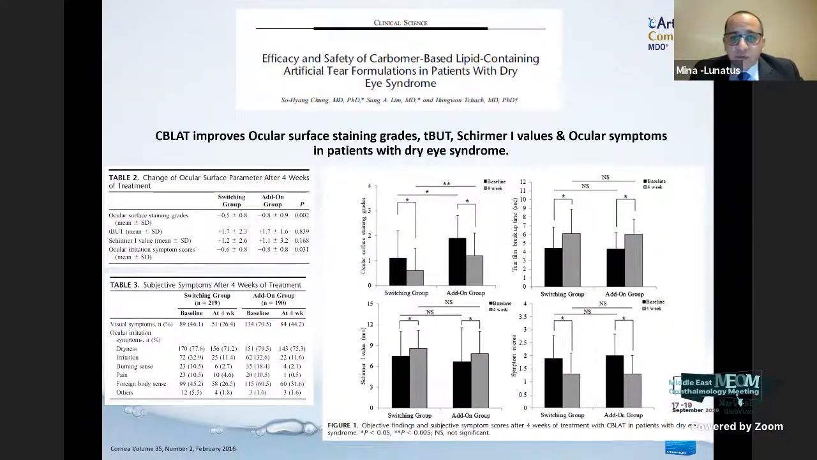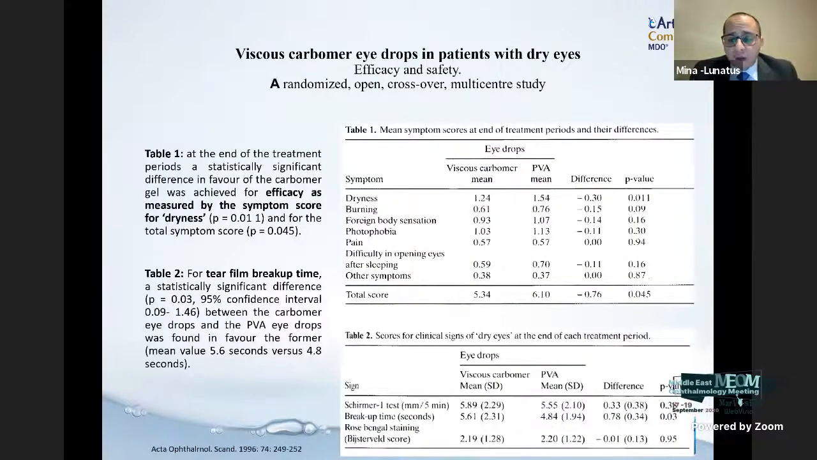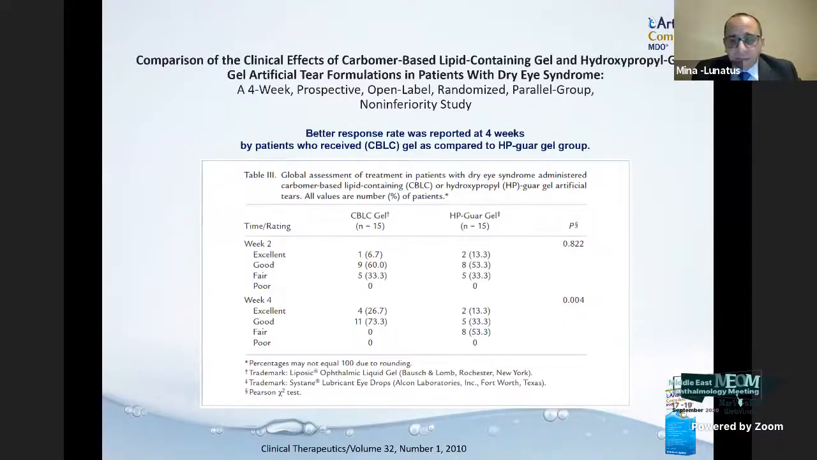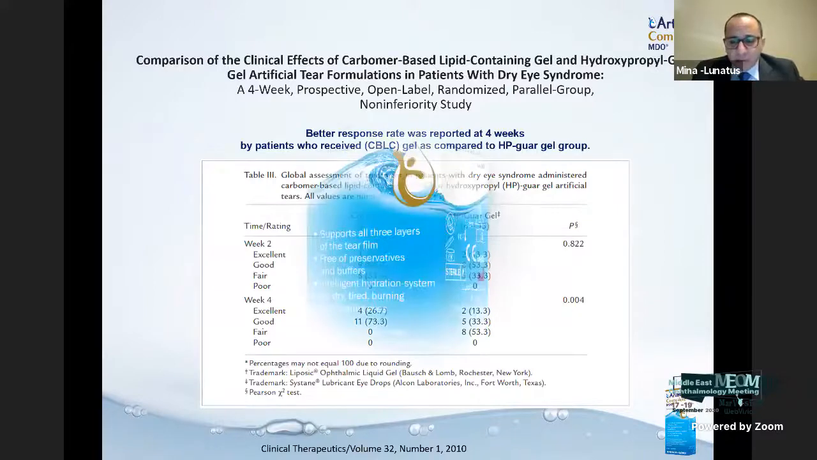A carbomer-based lipid-containing artificial tear formulation provides improved scores of ocular surface staining grades, tear film breakup time, Schirmer values, ocular symptom score in patients with dry eye syndrome compared to normal artificial lubricants. Also, carbomer provides superior efficacy in reducing the symptom score of dryness and improving the tear film breakup time compared to polyvinyl alcohol, and provides better response rates after 4 weeks in the patients who received a carbomer-based lipid-containing artificial lubricant.